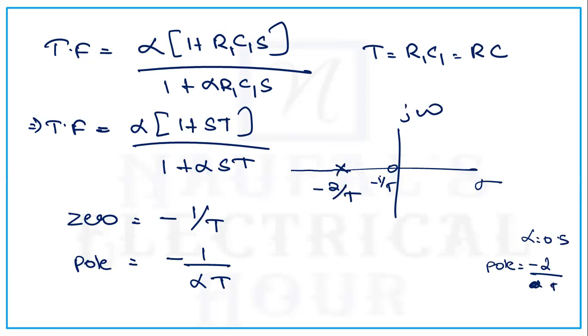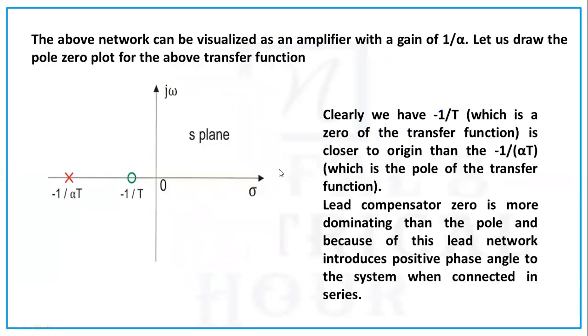So you have a dominant zero. So this is a lead compensator. Very simple. The same thing I have plotted here: minus 1 by T and minus 1 by alpha T. So the above network can be visualized as an amplifier with a gain of 1 by alpha. So clearly we have minus 1 by T, which is a zero of the transfer function and is closer to the origin than minus 1 by alpha T, which is the pole of the transfer function.